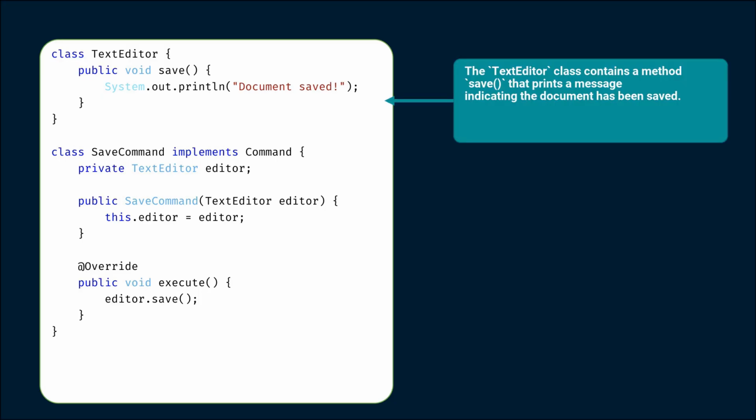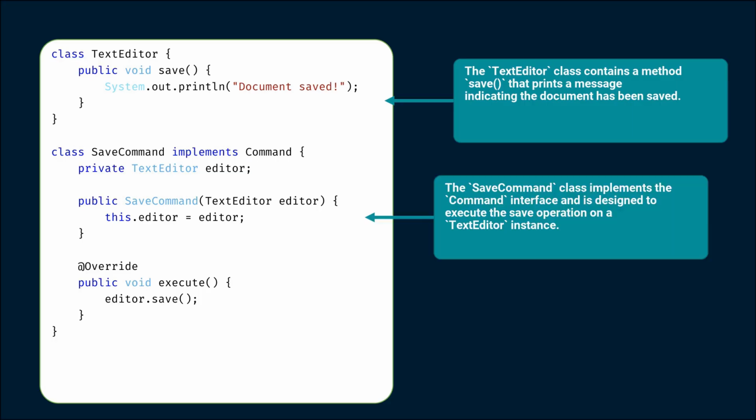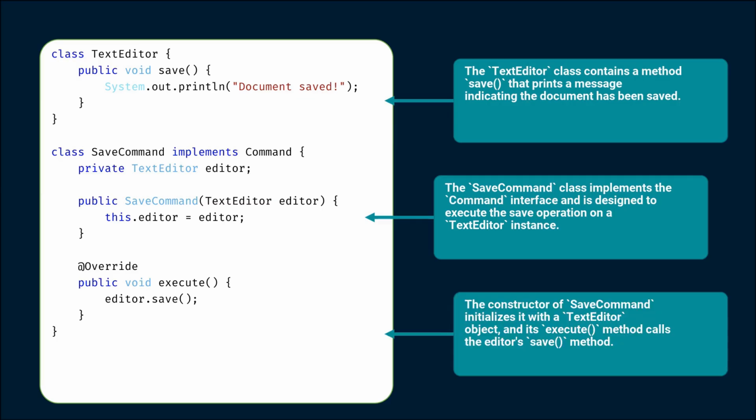text editor. First, we create the text editor class, which encompasses the core functionality for document management. It includes a method called save, which outputs a simple message indicating the document has been successfully saved. This class serves as our receiver, the object responsible for executing the actual save action.